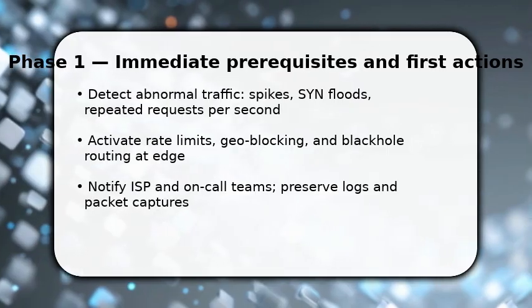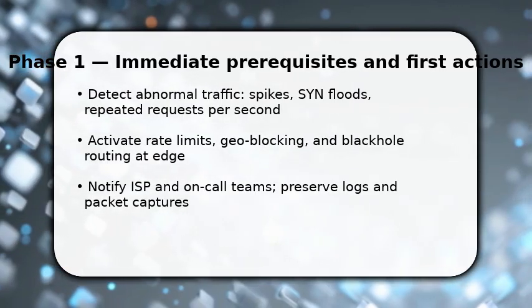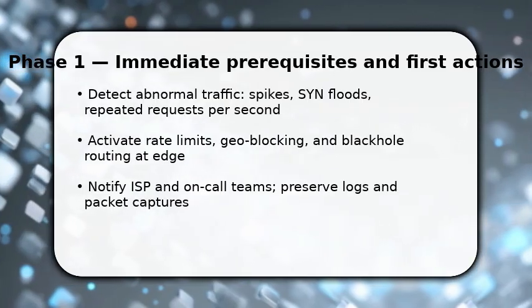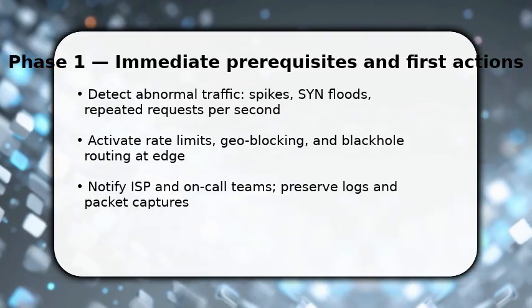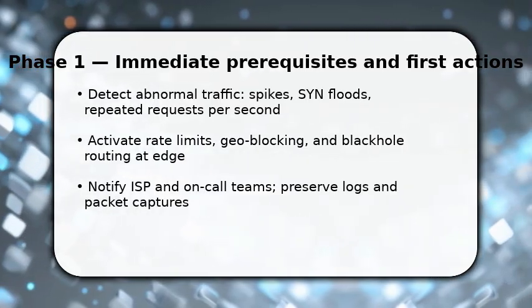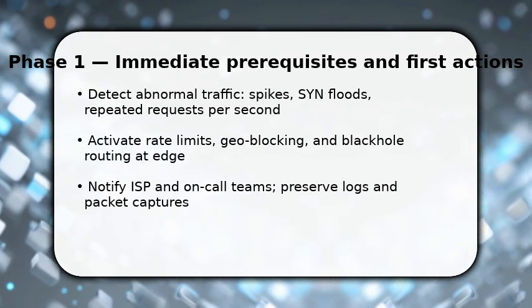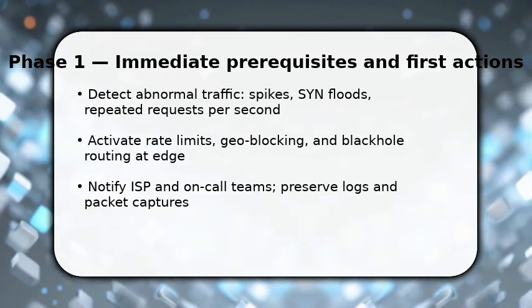Make sure to trigger black hole routing only for test segments and contact your ISP and on-call security team immediately so upstream filtering can begin. Preserve packet captures and logs for analysis. These files are crucial for attribution and tuning mitigations later.